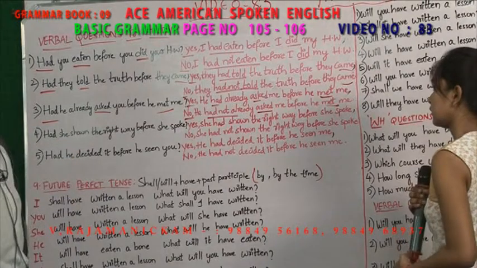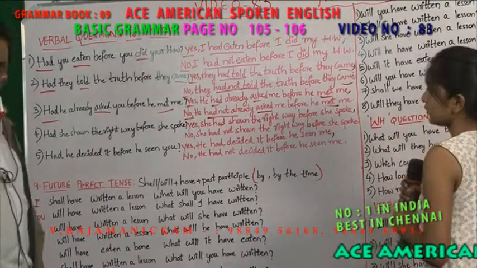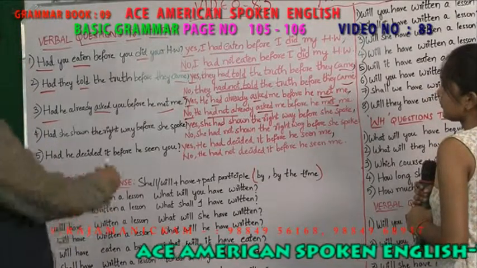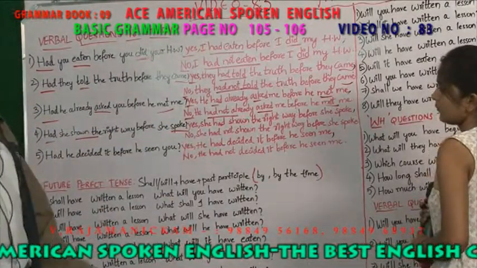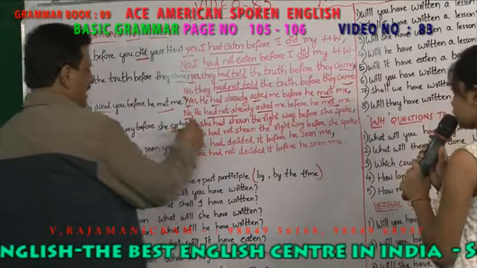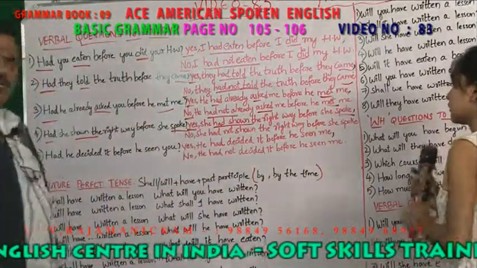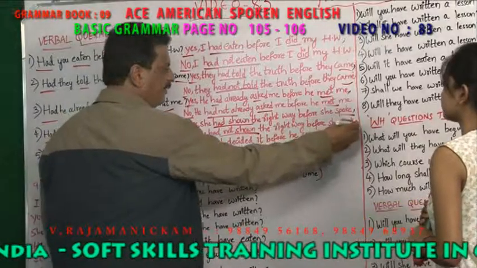And what is the fourth question? Had she shown the right way before she spoke? Had she shown the right way is the first action. You are questioning the first action. And before she spoke is the second action. What is the answer? Yes, she had shown the right way before she spoke. If it is no, no, she hadn't shown the right way before she spoke.